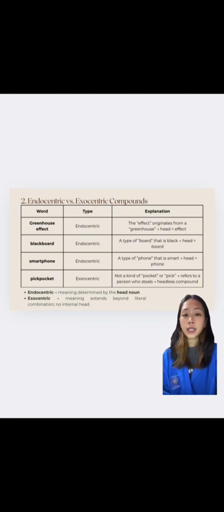In an endocentric compound, the head gives the main meaning. Blackbird is a type of bird, but in exocentric compounds like pickpocket, there is no internal head. It refers to a person, not a pocket.